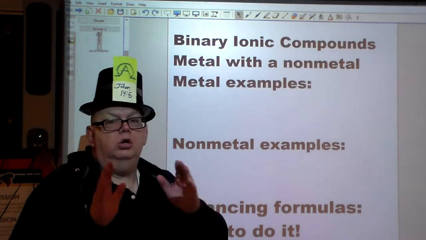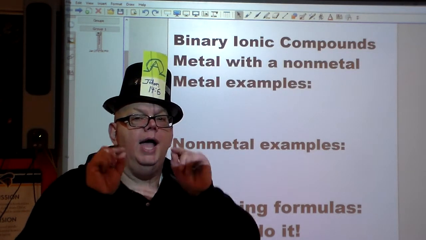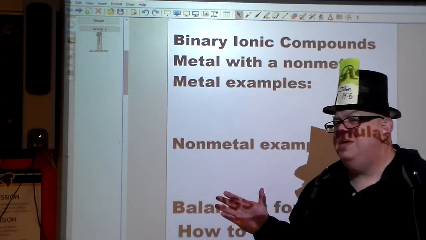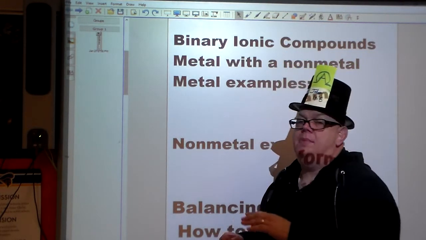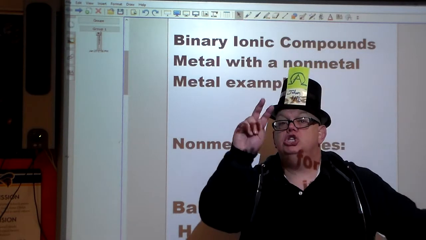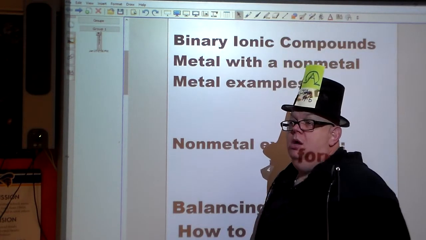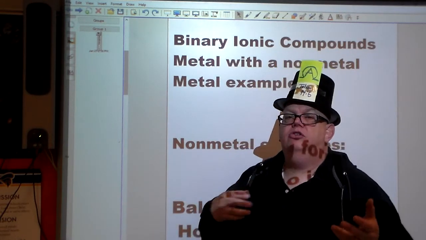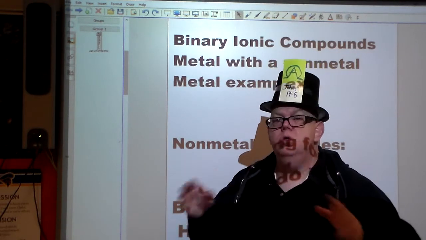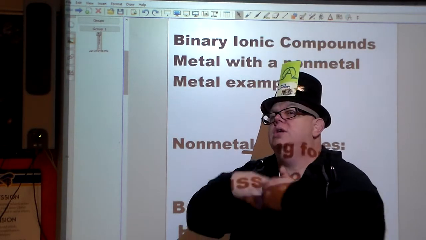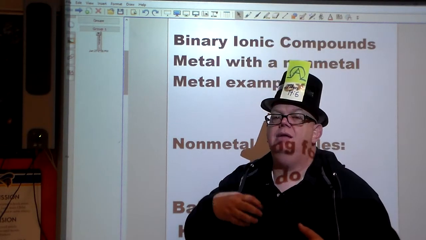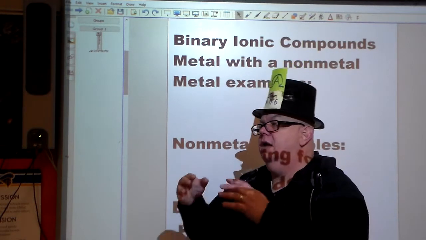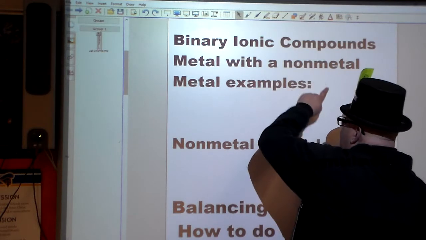So we are going to focus on binary ionic compounds. Okay? Now, what do we mean by binary ionic compounds? Well, binary means two of anything. Okay? We can talk about ionic. Well, ionic has to do with our electrons shared? No. The metal will give up its electron and the nonmetal will take it. That's what we mean by binary ionic compounds. So a metal with a nonmetal.